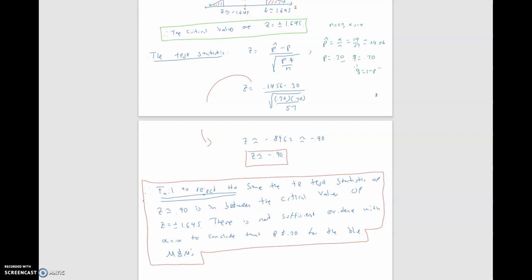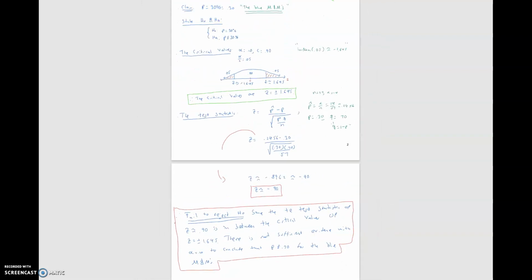Other problems are going to want the official wording. I'll go over the official wording during the actual meeting, but that's actually it for this one. So this one, if it's not asking for anything else regarding the conclusion, it would have been perfectly fine to stop here. So it would have been fine to say fail to reject H0 since the test statistic of Z equal to negative 0.90 is in between the critical values of Z equal to plus and minus 1.645. That's perfectly fine. And that's actually it for this one.